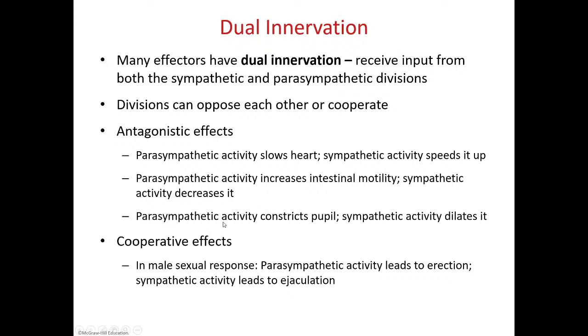All right, and then it says here they have cooperative effects. In the male sexual response, you see the parasympathetic activity leads to erection, but the sympathetic activity leads to ejaculation. I actually think these two kind of oppose each other. I mean, this is just my opinion. You can argue it, but the parasympathetic activity leads to erection. It leads to sexual arousal and excitement and aids in sexual activity.